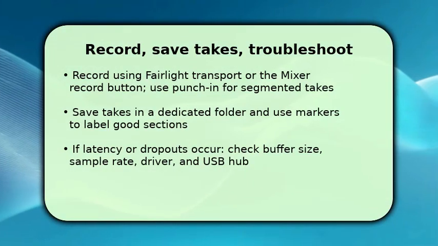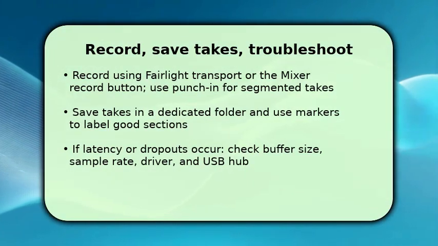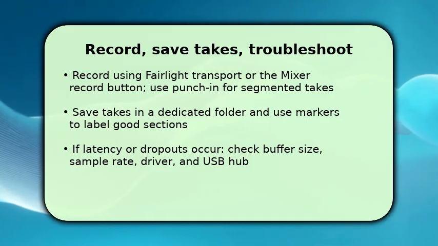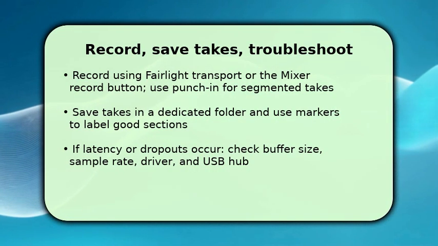Now you record. Use Fairlight's transport or the mixer record button and consider punch-in recording for segmented sessions. When you stop, save the take immediately in a named folder and add markers for good sections. Once done, normalize or apply light compression if needed. If you run into problems, check one key troubleshooting tip.